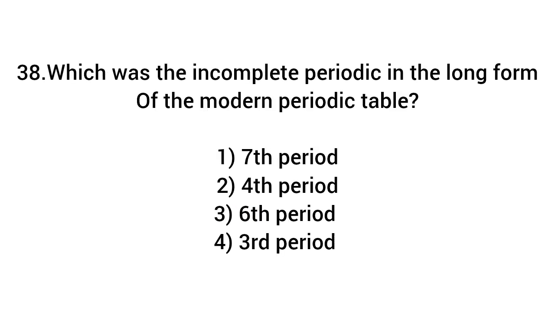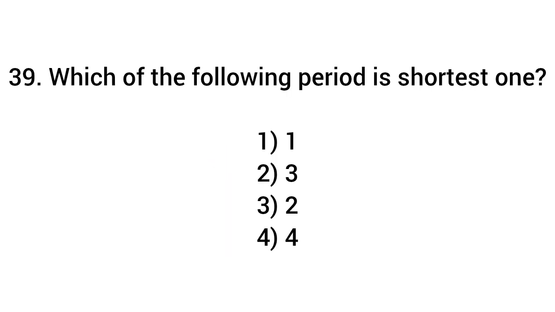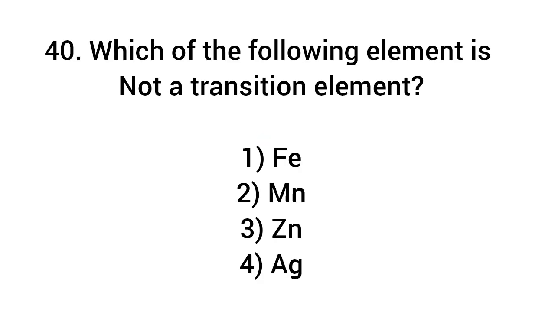Which was the incomplete period in the long form of the modern periodic table? Correct answer is first, 7th period. Which of the following period is shortest one? Answer is first, 1. Which of the following element is not a transition element? Correct option is option third, zinc.